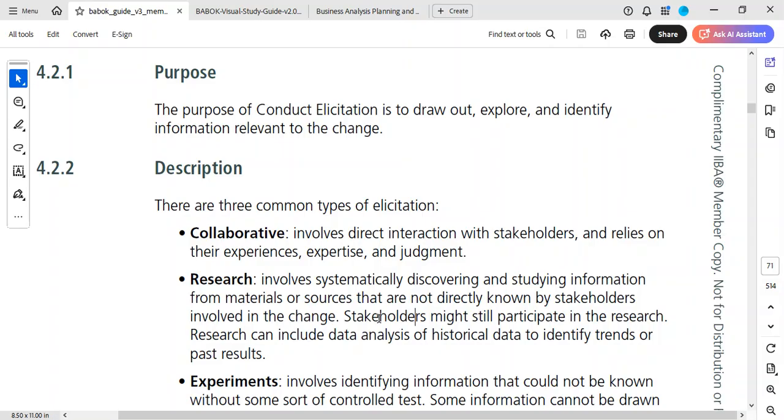Now, your research could also be maybe other stakeholders you've worked with in the past. You are trying to go out of your way to interact with them on a project that you are working on. Okay, stakeholders might still participate in the research. You may still bring your stakeholders on board. Research can include data analysis of historical data to identify trends or past results.